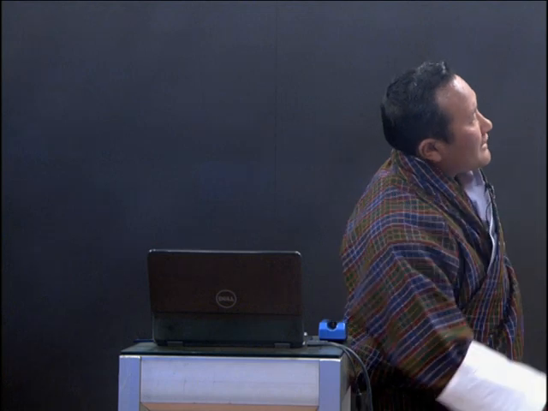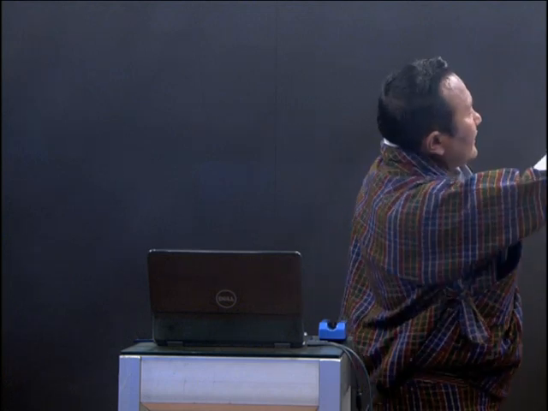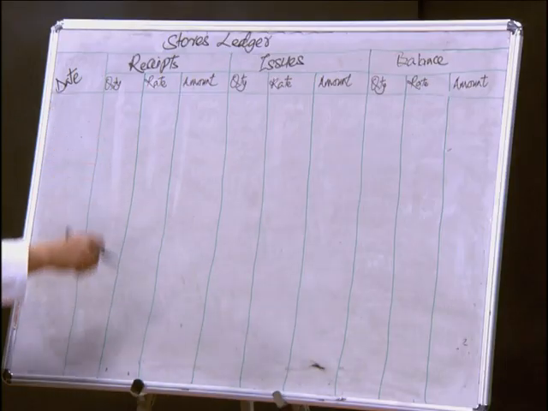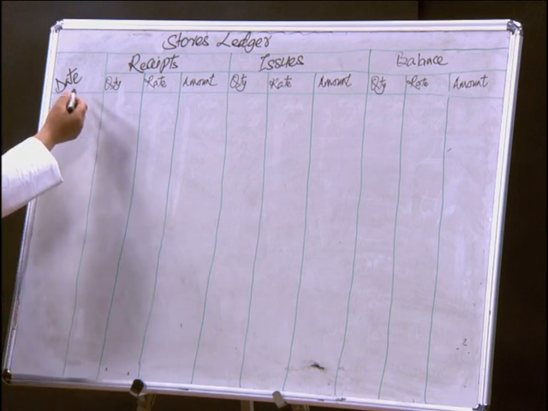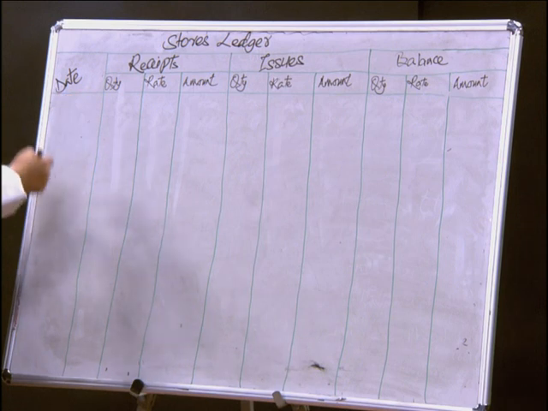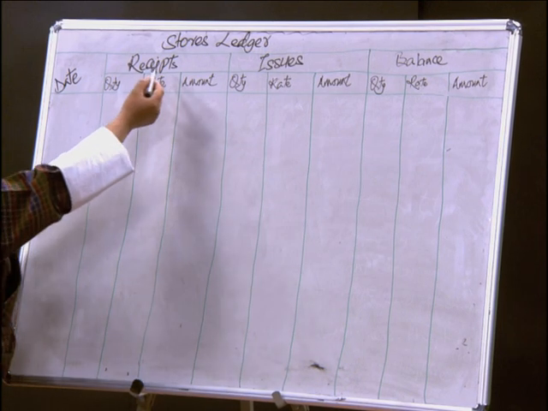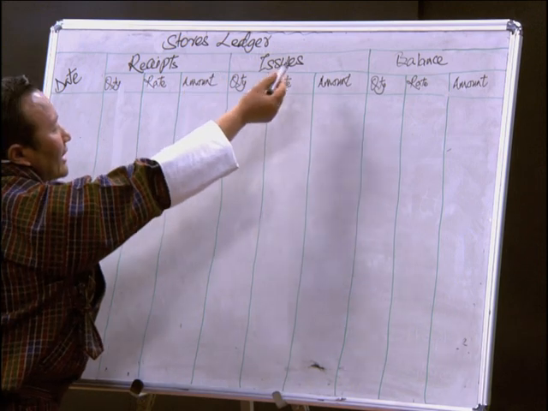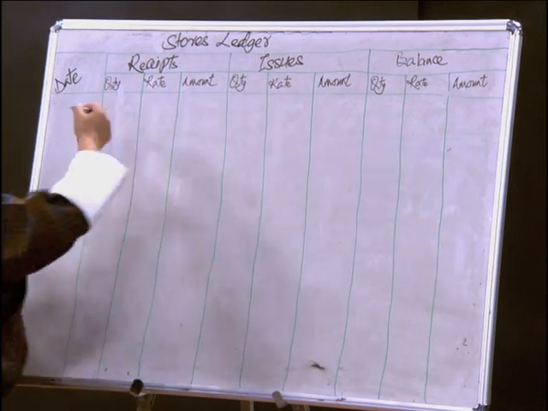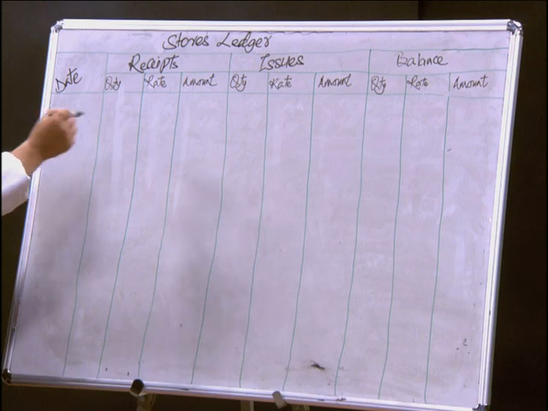So this is what you will see under the store ledger. We have several columns. The first is the date. It is also very important because we have to record the stocks taking the dates into account. So first is date, then we have receipt, issue, and balance, and it has to be in whatever way it is appearing over here.